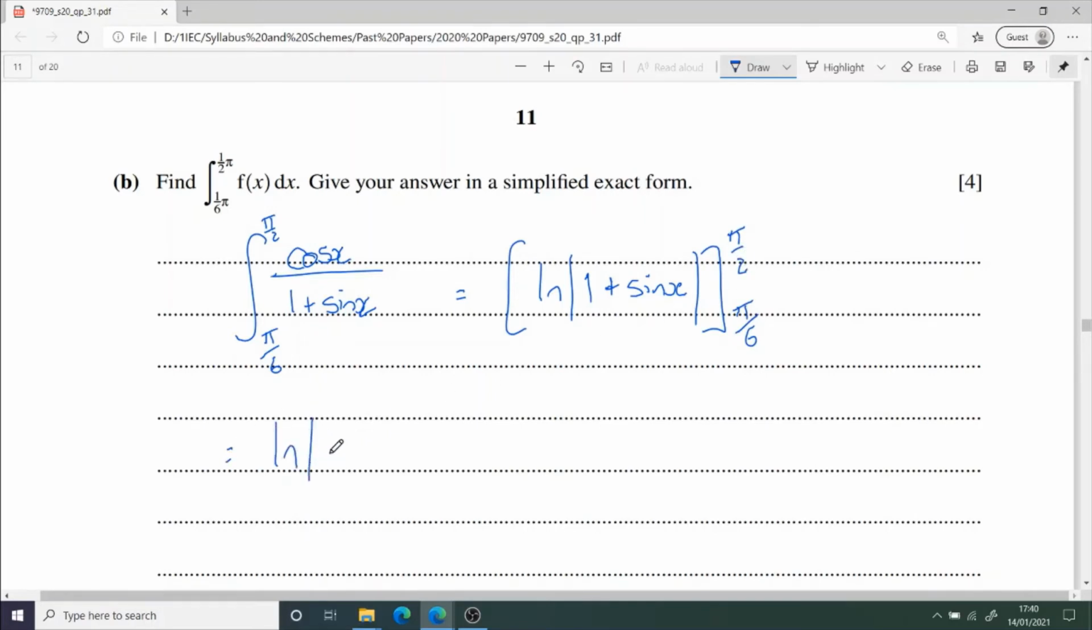So we get ln of 1 plus sine of pi by 2 minus ln of 1 plus sine of pi by 6. Sine of pi by 2 is just 1. Sine of pi by 6 is a half.